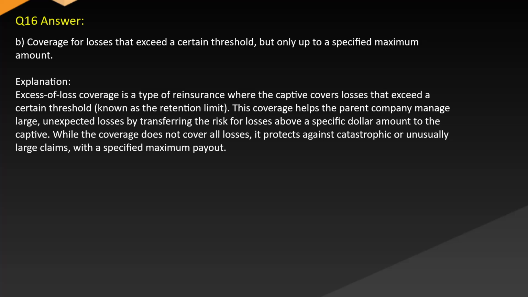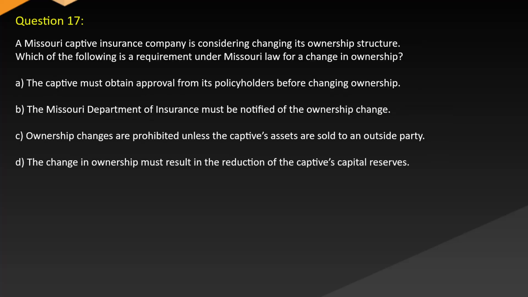Explanation: excess loss coverage is a type of reinsurance where the captive covers losses that exceed a certain threshold, known as the retention limit. This coverage helps the parent company manage large unexpected losses by transferring the risk for losses above a specific dollar amount to the captive. While the coverage does not cover all losses, it protects against catastrophic or unusually large claims with a specified maximum payout. Question 17. A Missouri captive insurance company is considering changing its ownership structure.